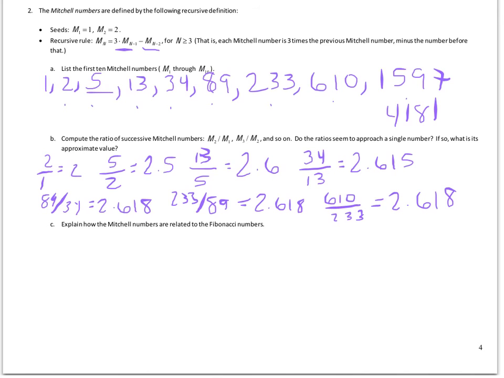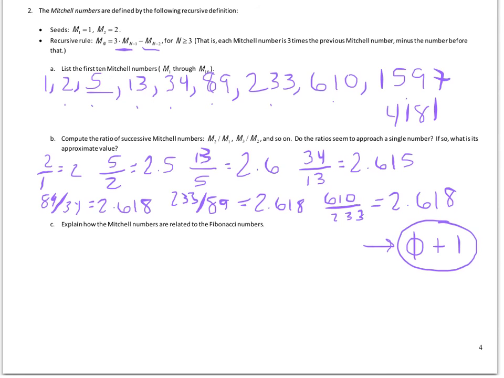So the value that it seems to be approaching would be the golden ratio plus 1. The golden ratio is 1.618, and we're getting 2.618. So it seems that the ratio of Mitchell numbers is approaching phi plus 1.